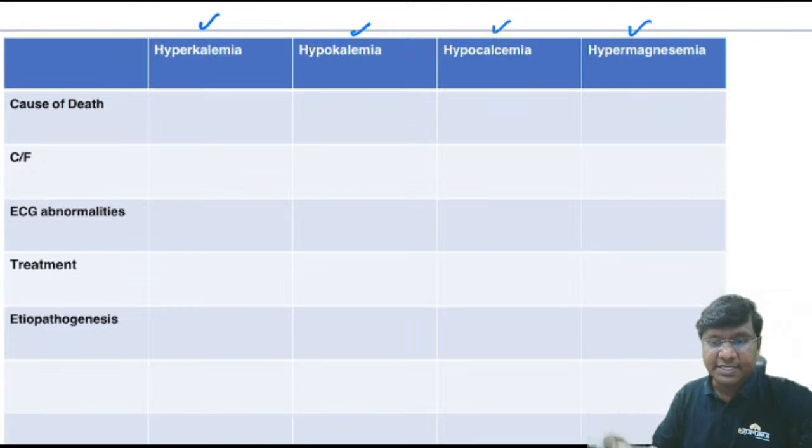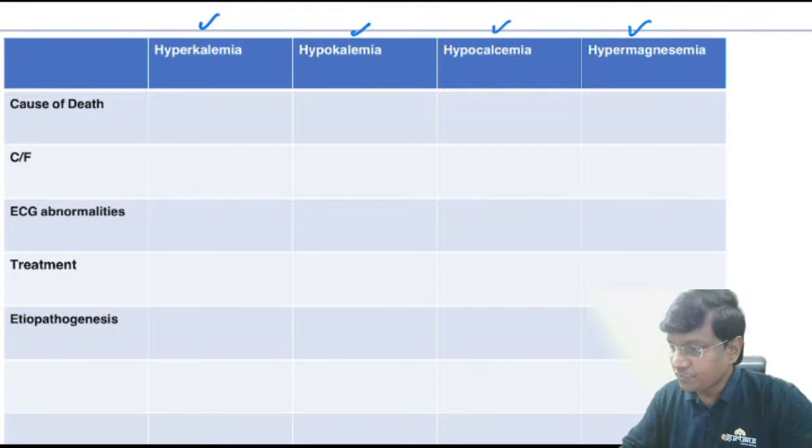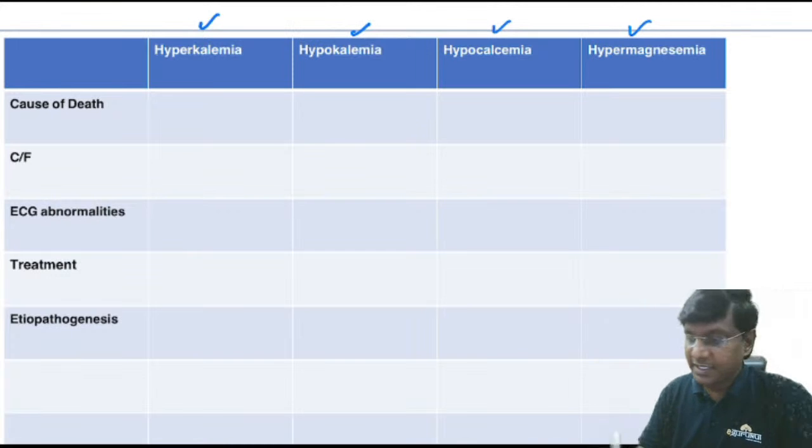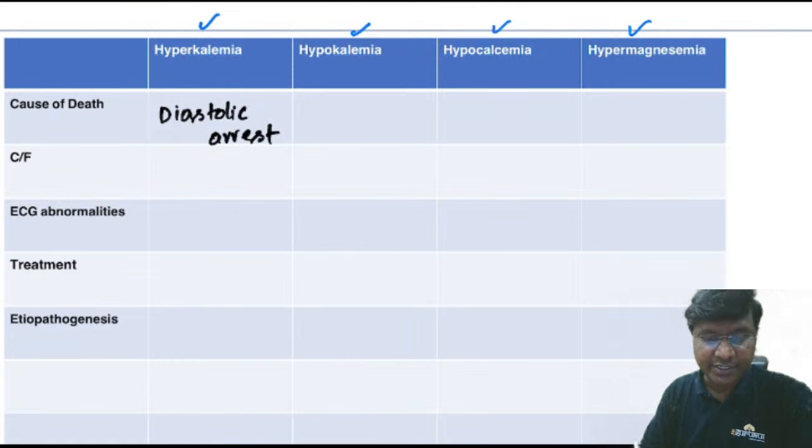In all these electrolyte abnormalities, the first and foremost important thing is you need to know what the cause of death is in these individuals. In all these clinical scenarios, what is the cause of death? First, take patients with hyperkalemia. In hyperkalemia, the cause of death will be diastolic arrest.